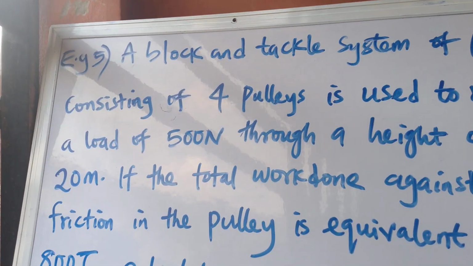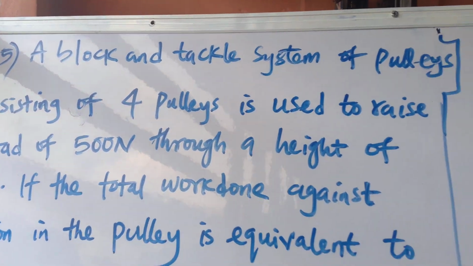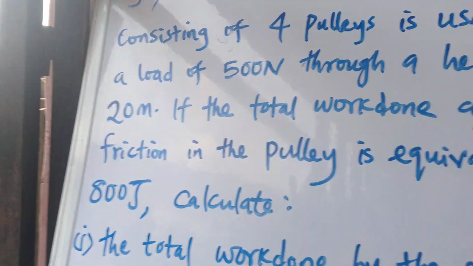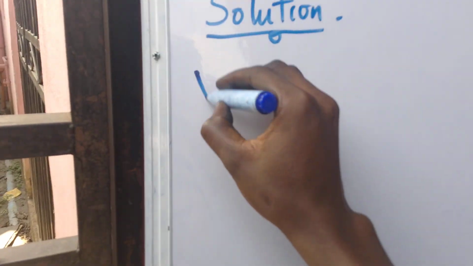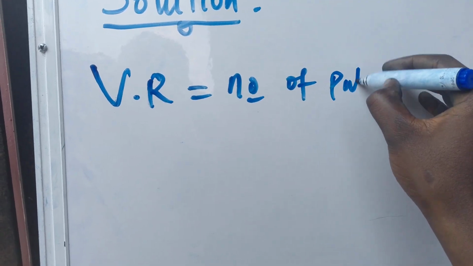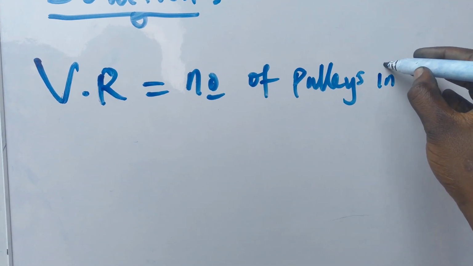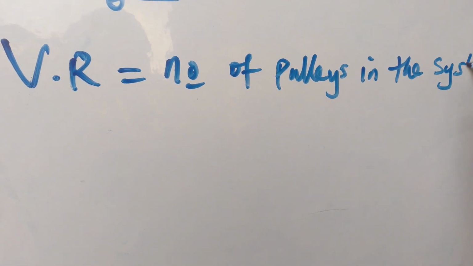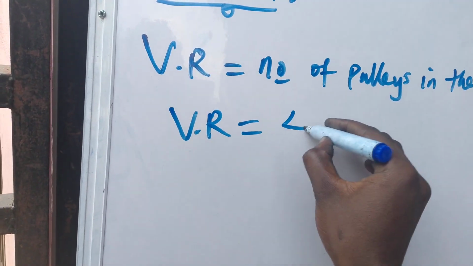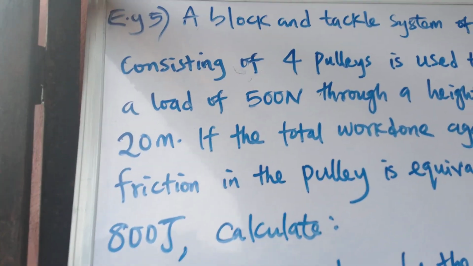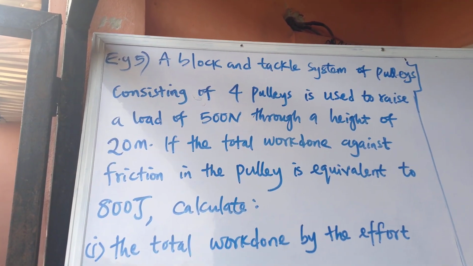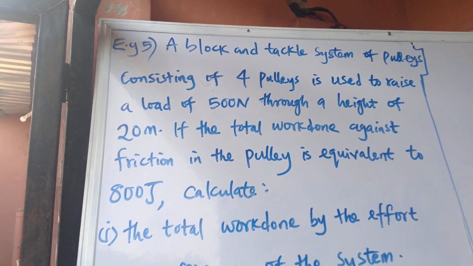So let's come back again to this question. They say the block and tackle system of pulleys consists of 4 pulleys. Since it consists of 4 pulleys, it means that the velocity ratio, which is equal to the number of pulleys in the system, will be equal to 4. Because from that question it says it consists of 4 pulleys. So that means our velocity ratio is 4.